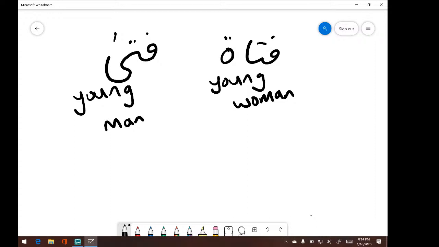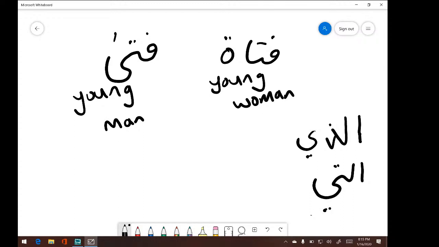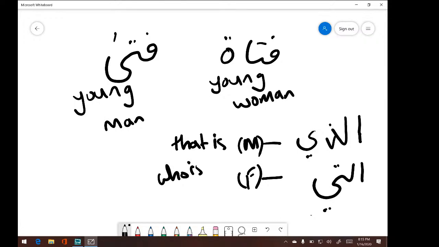Everyone remember allati and alladhi? Right? We had alladhi for masculine, and then allati for feminine. Both of them mean that is or who is, etc. This is for masculine and this is for feminine.